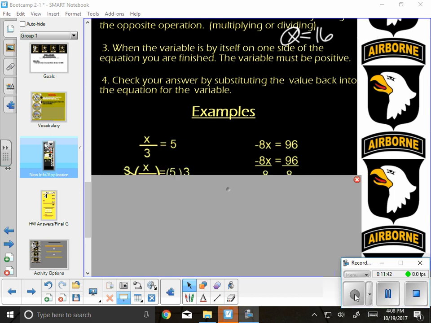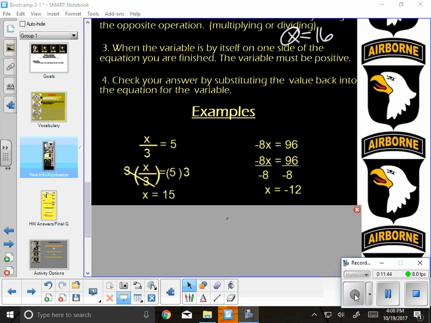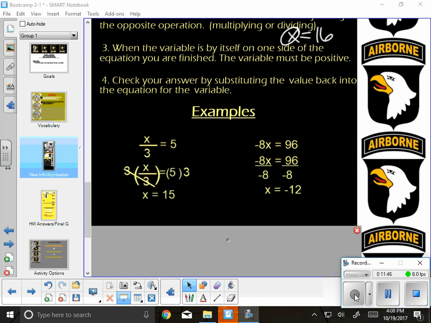And we have a few examples here. So x over 3 equals 5. So we're going to multiply by 3 on both sides, and x equals 15. And then with the other example, we have negative 8x equals 96. And what you're going to do is divide each side by negative 8 to get x alone. And 96 divided by negative 8 is going to be negative 12.